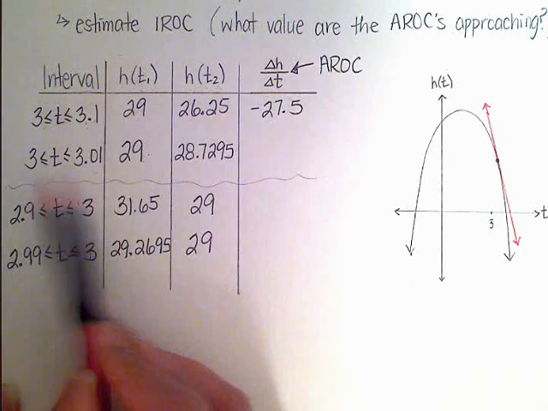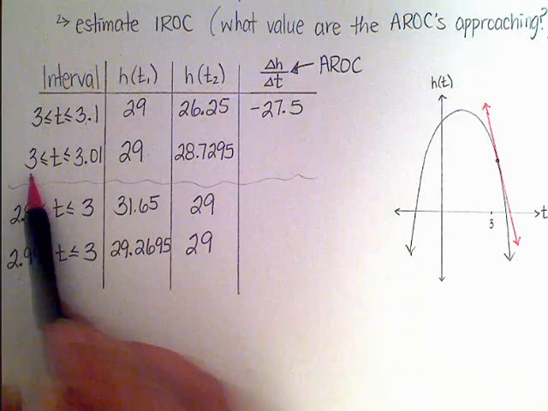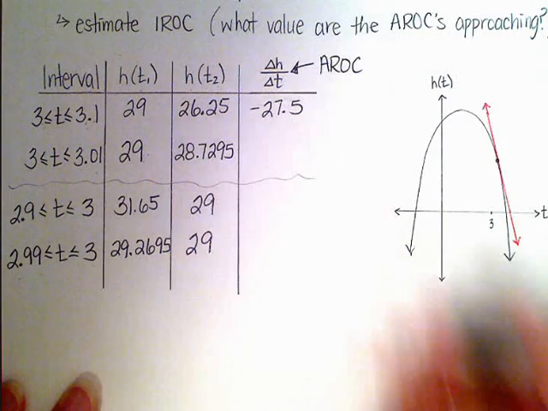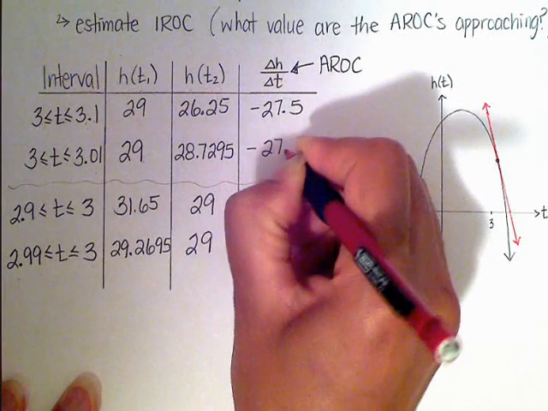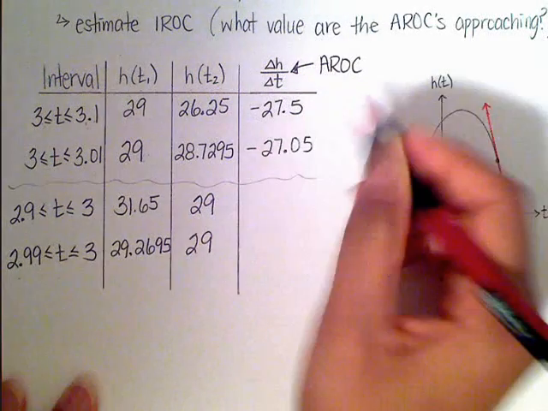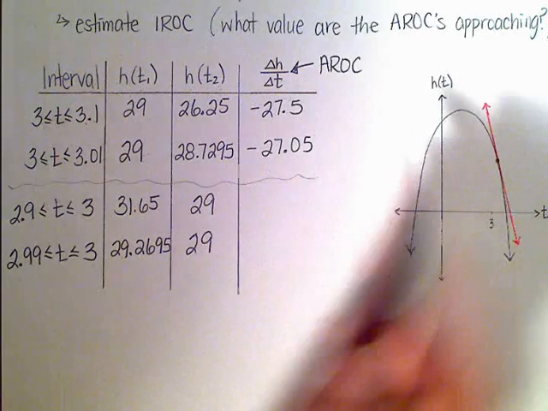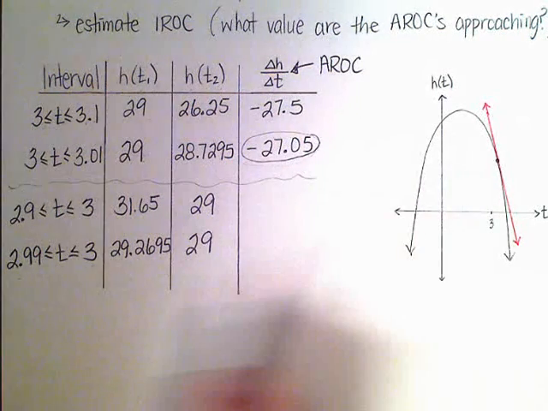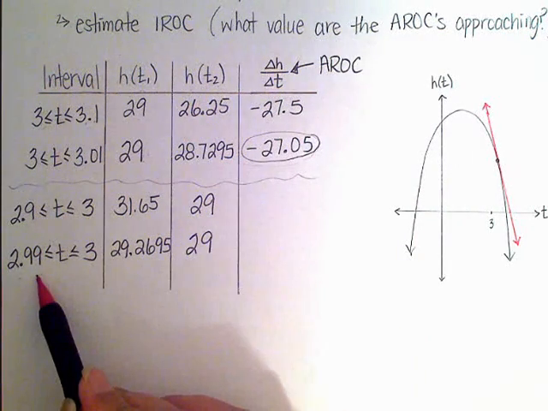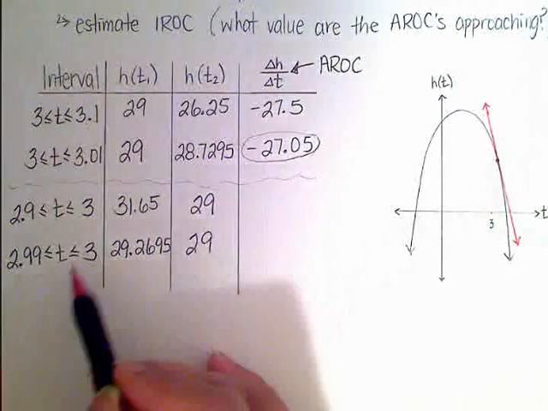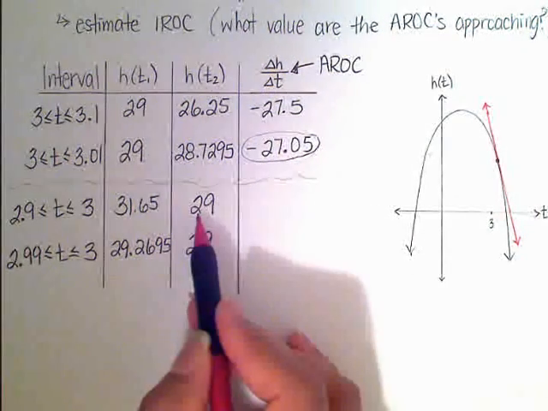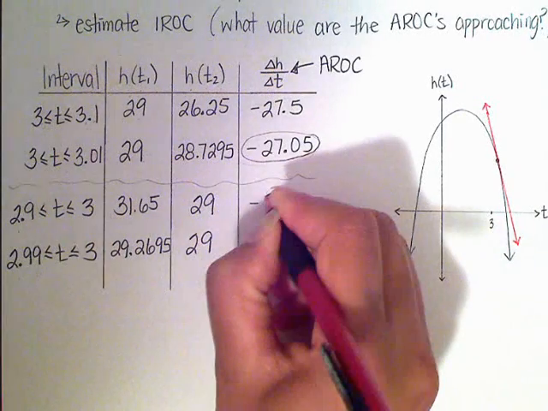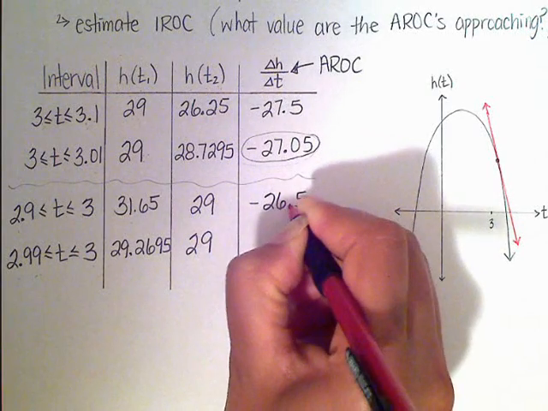So if I look at the interval that's even closer to t equal to 3, and I do the change in height over the change in time, I get negative 27.05. So you can see that the values have changed slightly. Now, what I'm going to compare is this value here, which is a smaller interval, to the value that I get when I approach that particular point from the left-hand side. So again, I'm going to do the same thing. I'll find the change in height over the change in time. And in this case, I get negative 26.5 for the first interval. So that's the one that's a little bit larger.